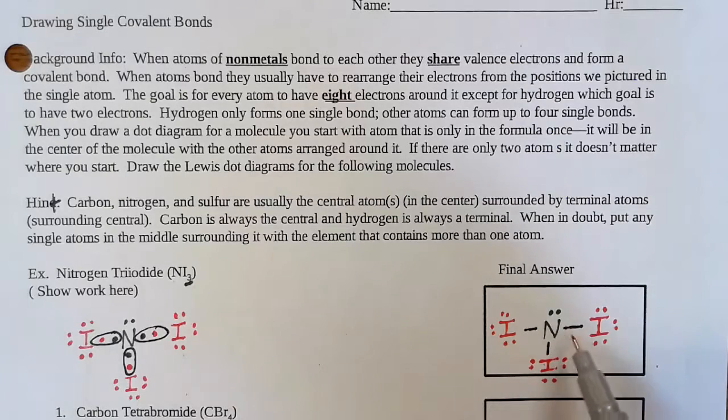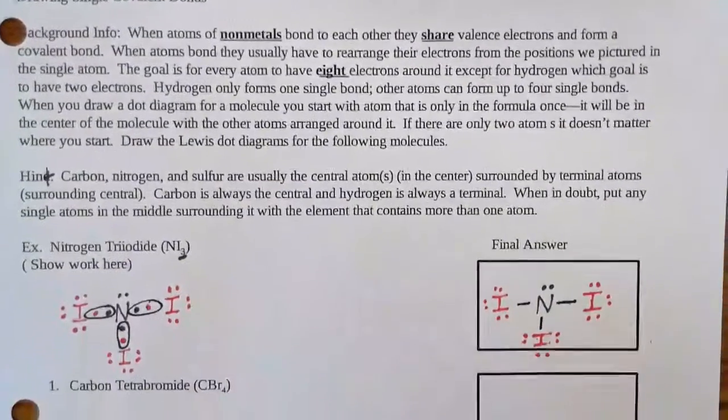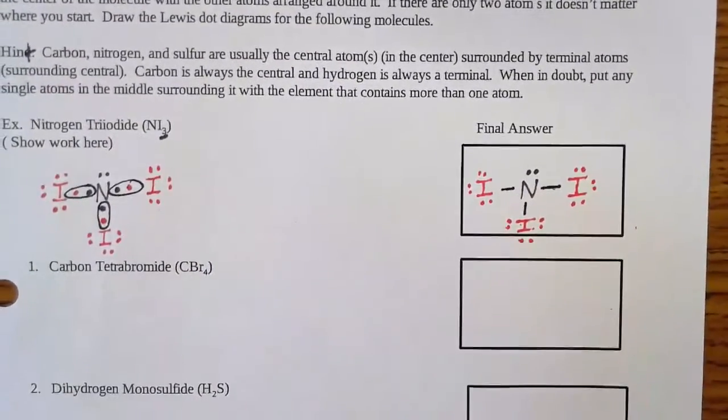I even want to double check my nitrogen, my central atom, to make sure that it is stable and it is filled. 1, 2, 3, 4, 5, 6, 7, and 8. So that one is complete. So now, let's look at the next problem.